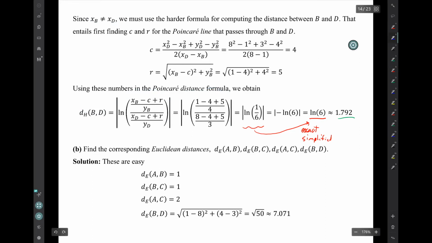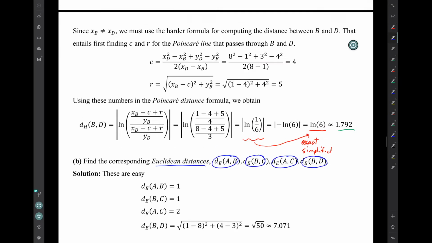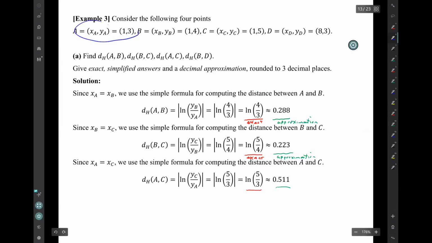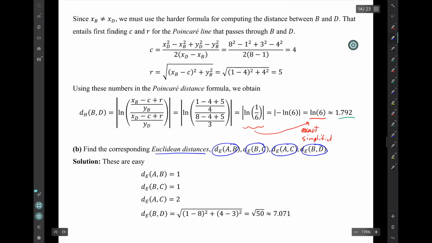Question B is to find the corresponding Euclidean distances between A and B, between B and C, between A and C, and between B and D. Well, if you look at our points, A, B, and C are all on a vertical line, the vertical line x equals 1. So we can compute their distances easily. We just find the difference in the y-coordinates. So the distance between A and B is 1, between B and C the distance is 1, and between A and C the distance is just 2. Only when we have to find the distance between B and D are things more complicated.